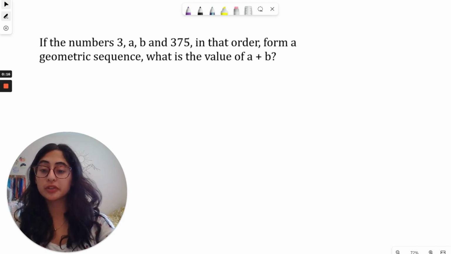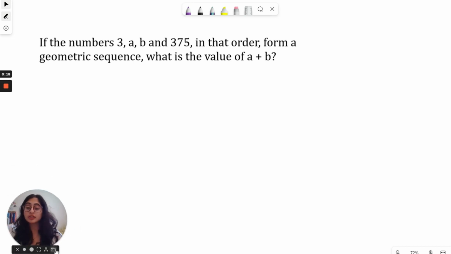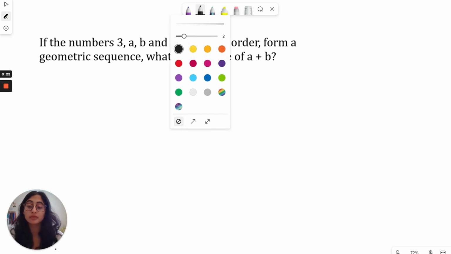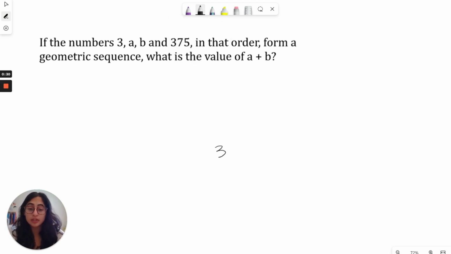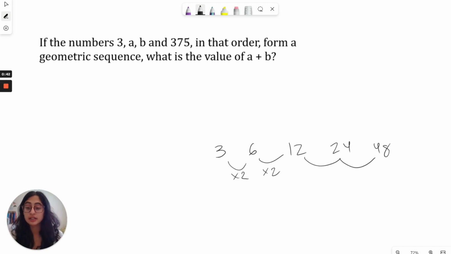So first, a quick review of geometric sequences. A geometric sequence is a sequence in which you multiply each term by a certain common ratio or factor to get to the next term. So for example, a geometric sequence starting at 3 with a common ratio of 2 would be, well, you start at 3 and then you multiply by 2 to get the next term, so that'd be 6. You multiply by 2 again, so the next term would be 12, and then 24, and so on and so forth, and you get the idea. 48, 96, and so on.